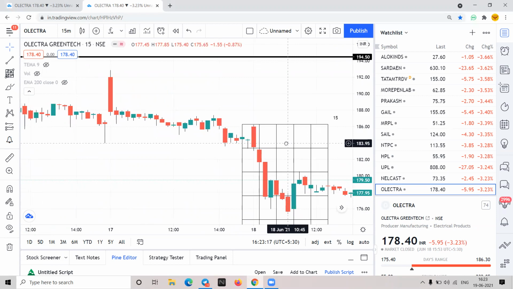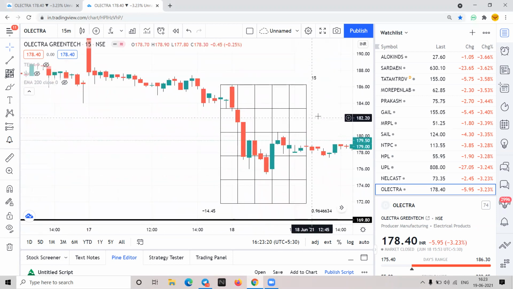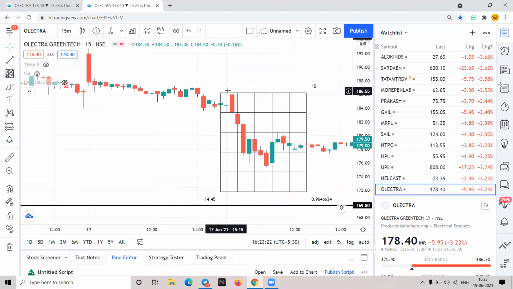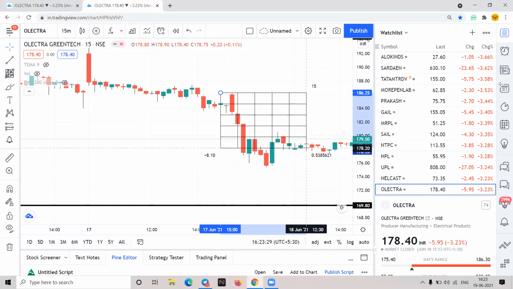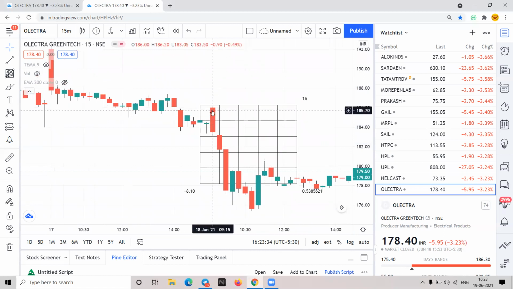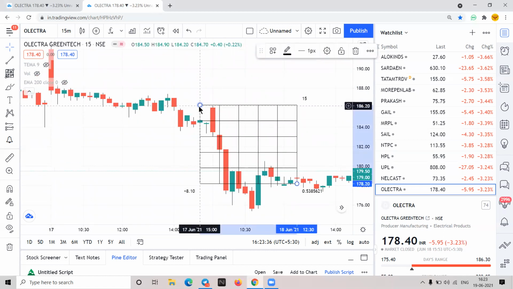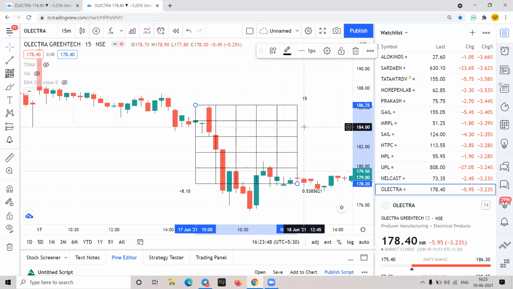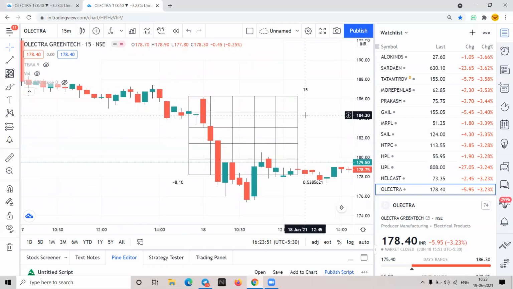Yes, sir. Right. So what you have to do is, if it is a bearish candle, you have to place the high of the first 15 minutes candle on the first Gann line, and the low of the first 15 minutes candle on the third Gann line. Is it clear? If you look at this candle, the high of this candle is almost at the first Gann level, and the low is at the third Gann level. Correct? This much is clear?